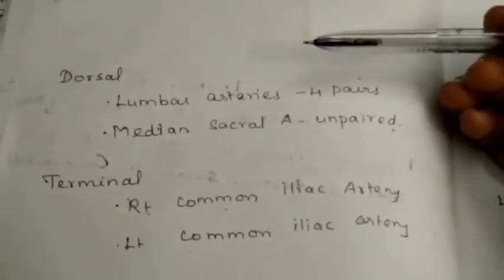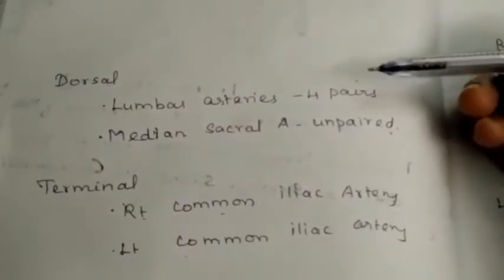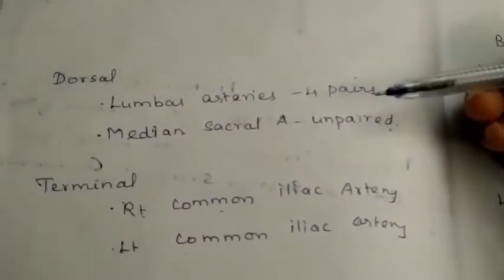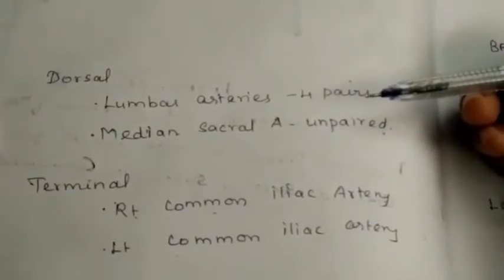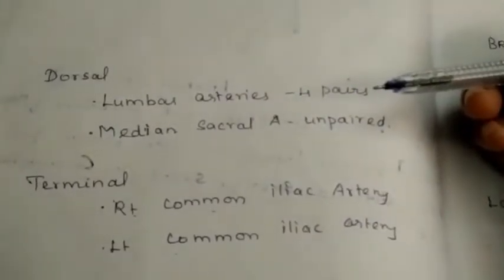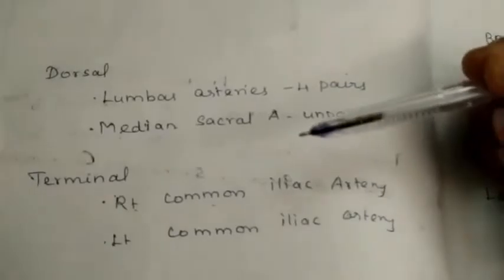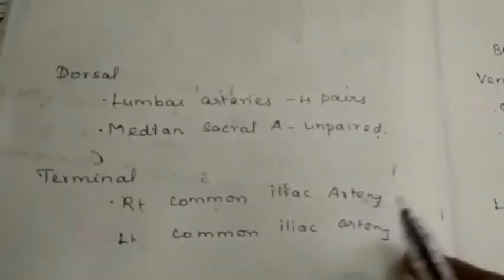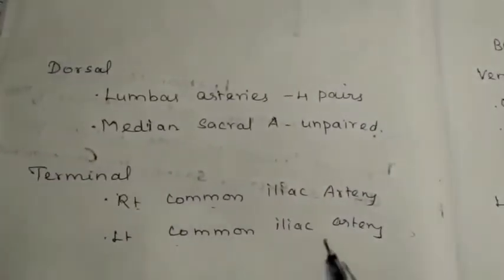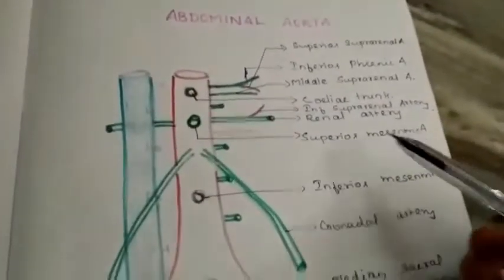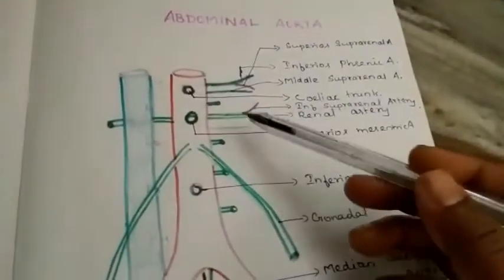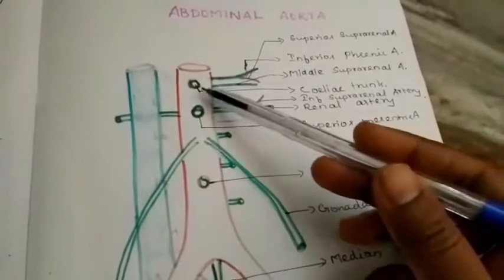Regarding the dorsal branches, there are 4 pairs of lumbar arteries and a median sacral artery. That is not a pair, it is an unpaired median sacral artery. Next, the terminal branches. The terminal branches are the right common iliac artery and left common iliac artery. Now let's see the branches of the abdominal aorta in this diagram.